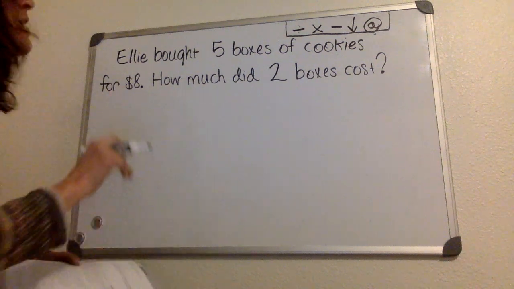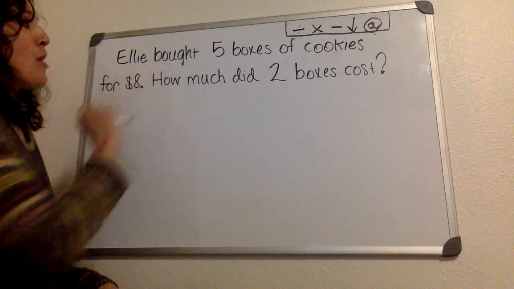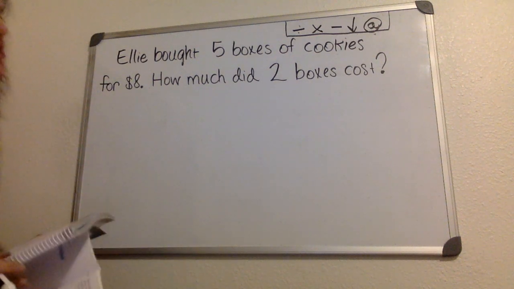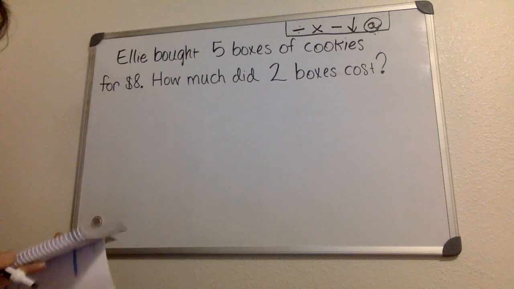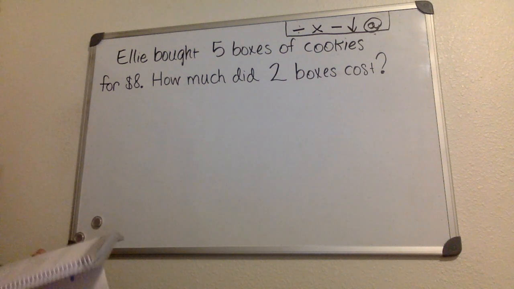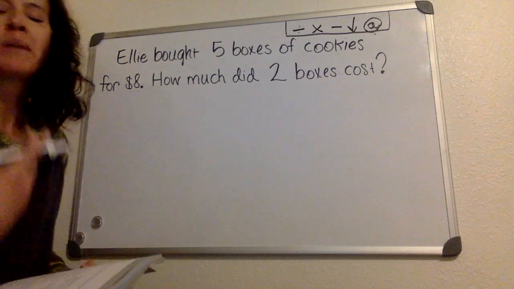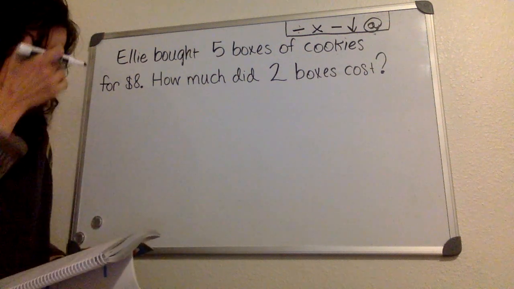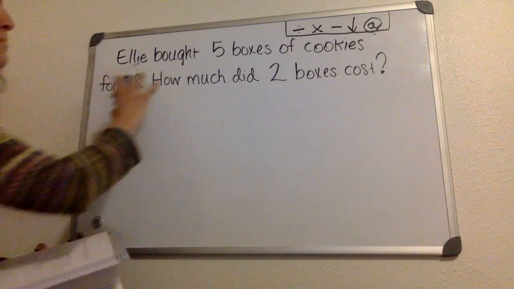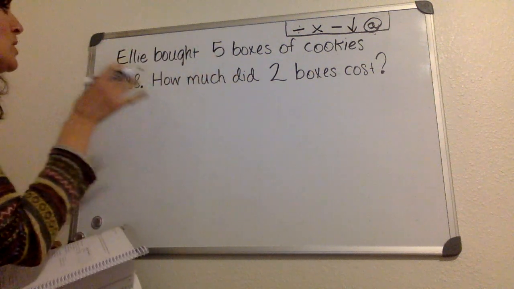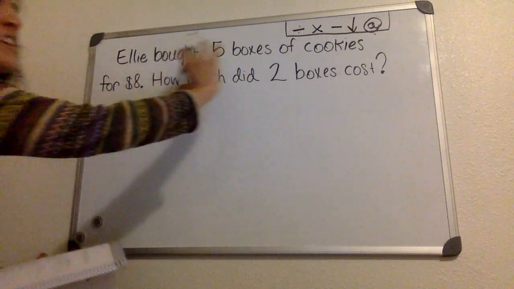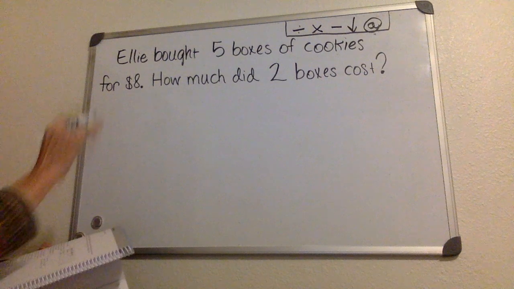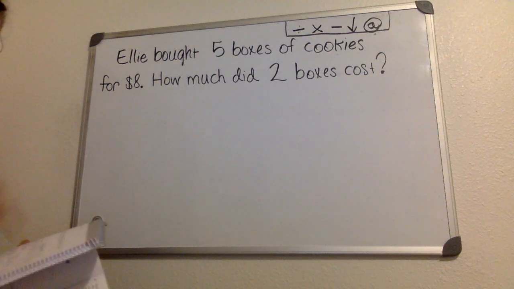So here we've got a girl named Ellie. Ellie bought 5 boxes of cookies for $8. How much did 2 boxes cost? Okay, so the first thing we do, we have to figure out if we have a comparison bar model or if we have a whole bar model. Okay, now are we comparing 2 numbers right here? There's a lot of numbers it gave us, but we're not comparing 2 numbers right now, okay? So let's go on to the next one.